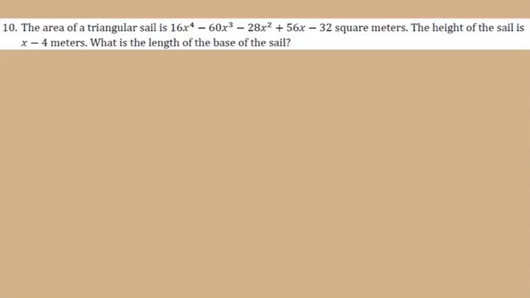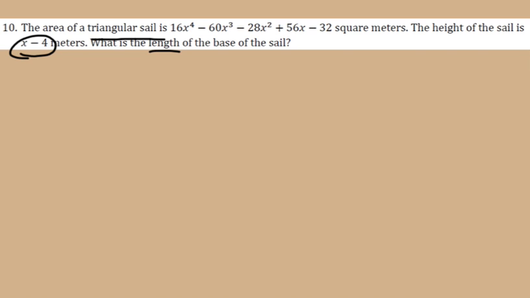All right, I know I said that that last one was the last video, but I made a mistake on number 10 and I want to correct it. I misread the problem when it said a triangular sail is this. Okay, so the height of the sail is x minus 4. We've got to figure out the length of the sail.